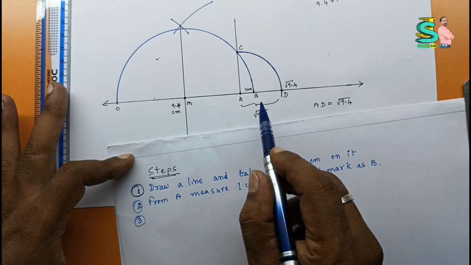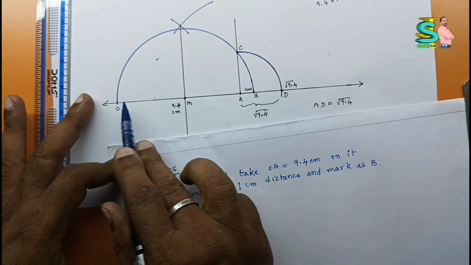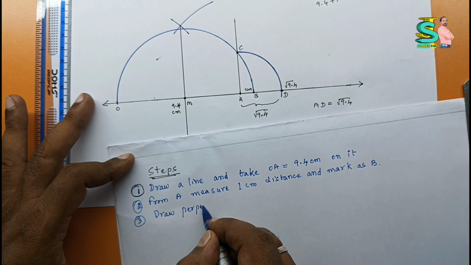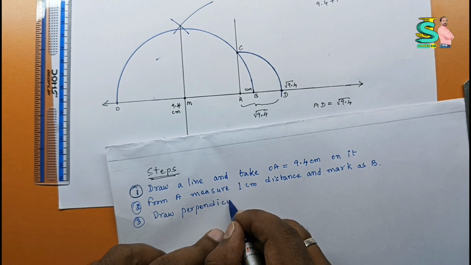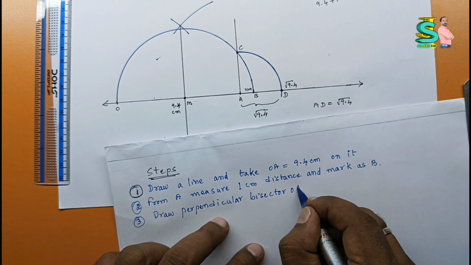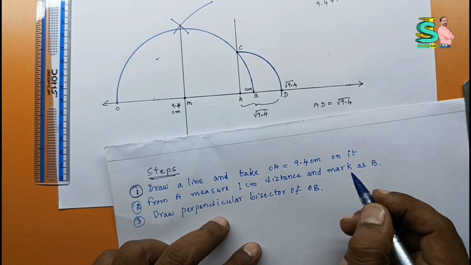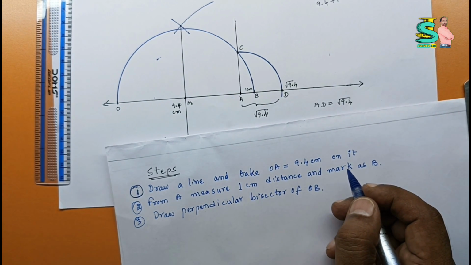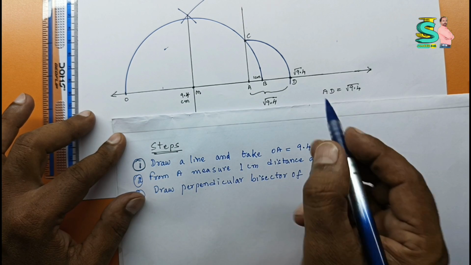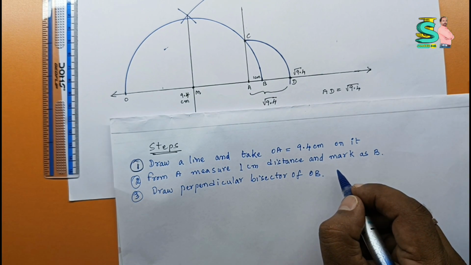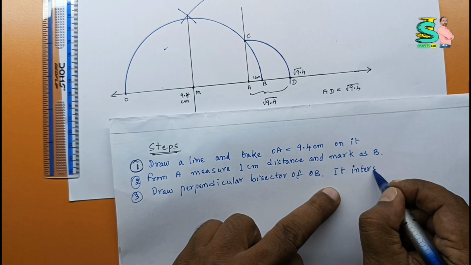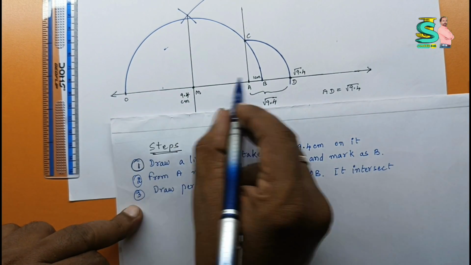Next step, what we did here, perpendicular bisector of OB. So draw perpendicular bisector of OB. Intersecting point is M. So it intersects OB at M.